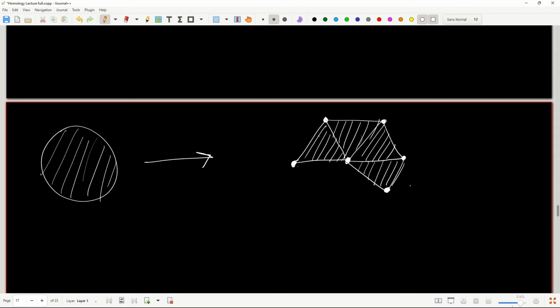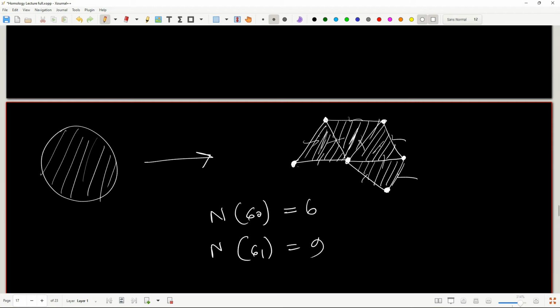So how many vertices are there, or so to say, how many zero simplices are there? So I want to compute the number of zero simplices, right? I have 1, 2, 3, 4, 5, 6. 6. How many edges are there? 1, 2, 3, 4, 5, 6, 7, 8, 9. 9 edges. How many faces? Faces is very easy. 1 face, 2 face, 3 face, 4 face. So N2 is 4, right?